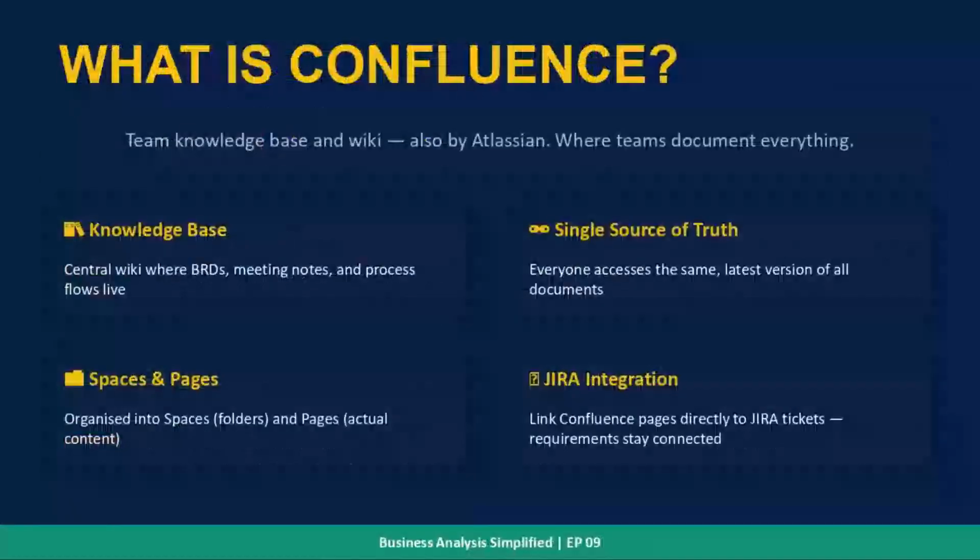Now let's talk about Confluence, also made by Atlassian. If JIRA is where the team manages their work, Confluence is where they document their knowledge. Think of it as a shared wiki or knowledge base for your entire team and organization. Everything from project documentation, meeting notes, BRDs, process flows, and onboarding guides lives in Confluence. It is organized into spaces like folders, and each space contains pages where the actual content lives.